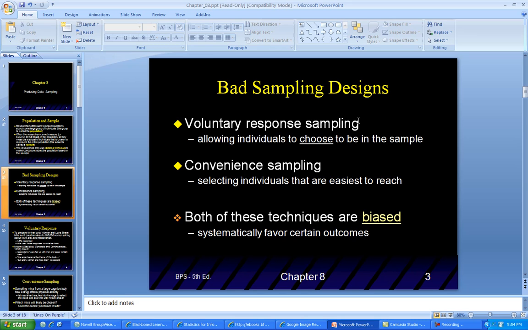Here's some bad sampling designs. Voluntary response. Let's say you go to the mall and you allow individuals to choose to be in the sample, or you ask your friends or your people in the class, do you want to be in this sample? That doesn't work. Convenience sampling. Let's go back to the mall. You select those that are easiest to reach.